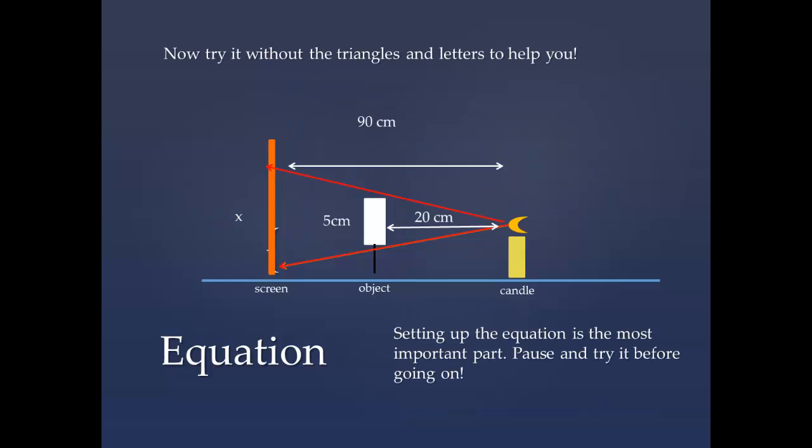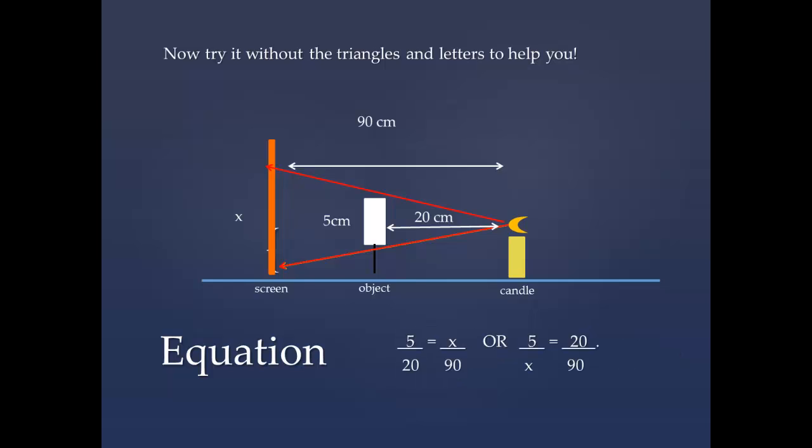Now try it without the triangles and letters to help you. Setting up the equation is the most important part. Pause the video and try it before moving on. 5 is to 20 as x is to 90, or 5 is to x as 20 is to 90. We get x is 22.5 centimeters.